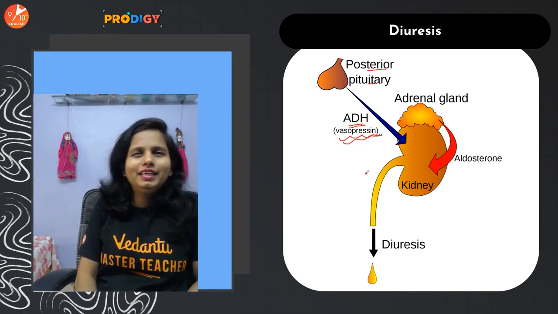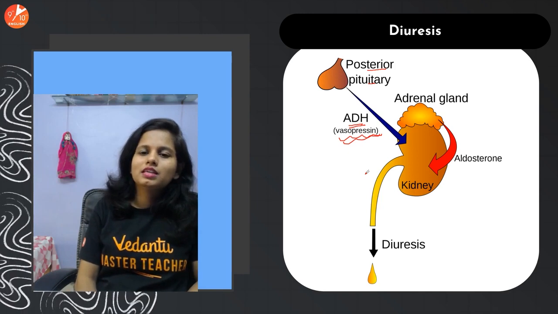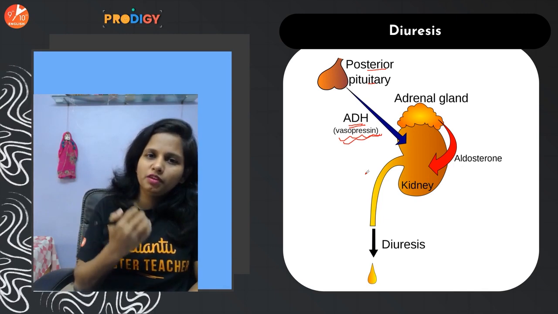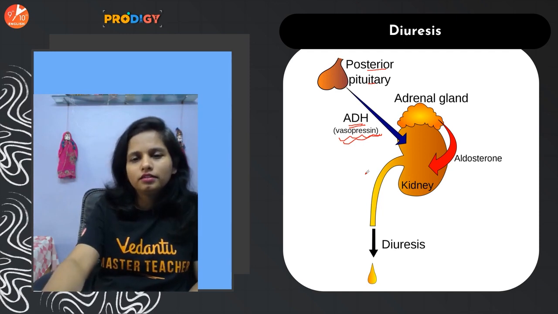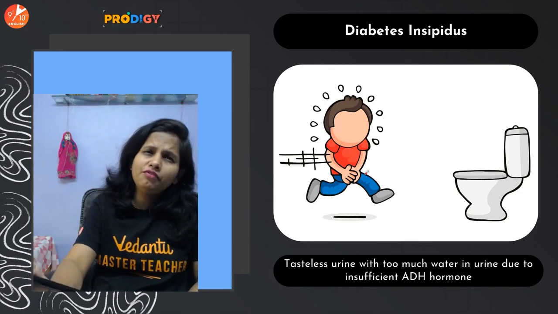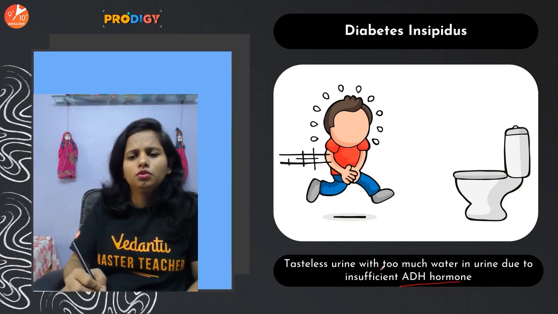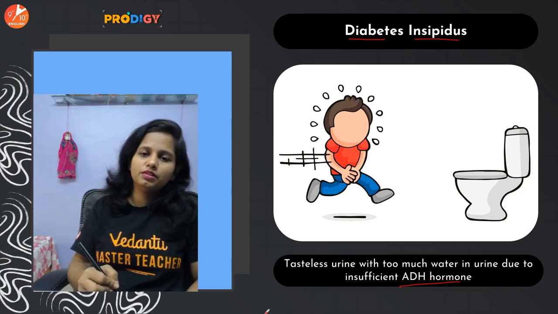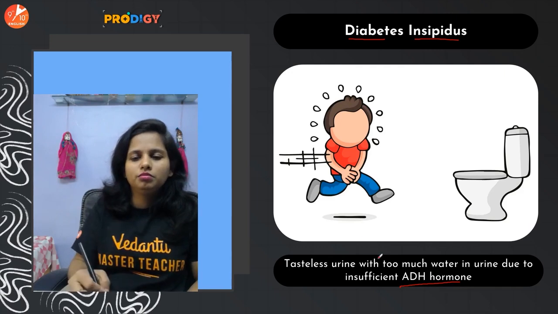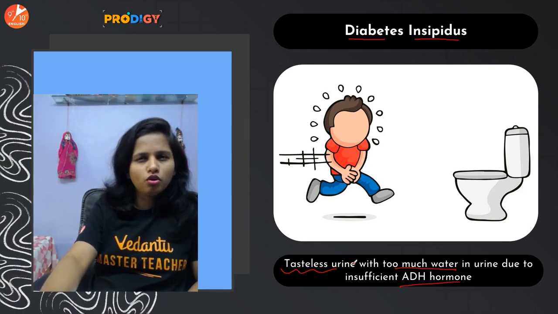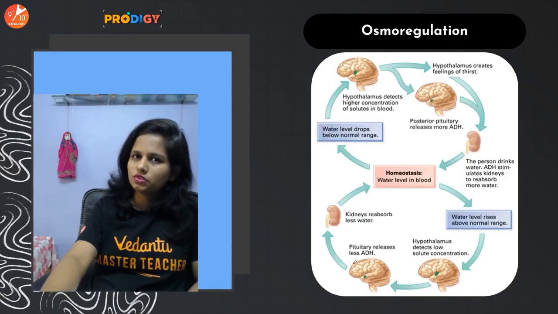But if this ADH is not secreted in ideal quantities, kam banaya ja raha hai, then reabsorption will be limited and the urine output will definitely increase. So a person who experiences frequent urination due to insufficient secretion of antidiuretic hormone is said to have diabetes insipidus. Because of very dilute urine, having too much water, the urine becomes tasteless. Urine is usually saltish in normal people, sweetish in a diabetic person, and tasteless in a person having diabetes insipidus.